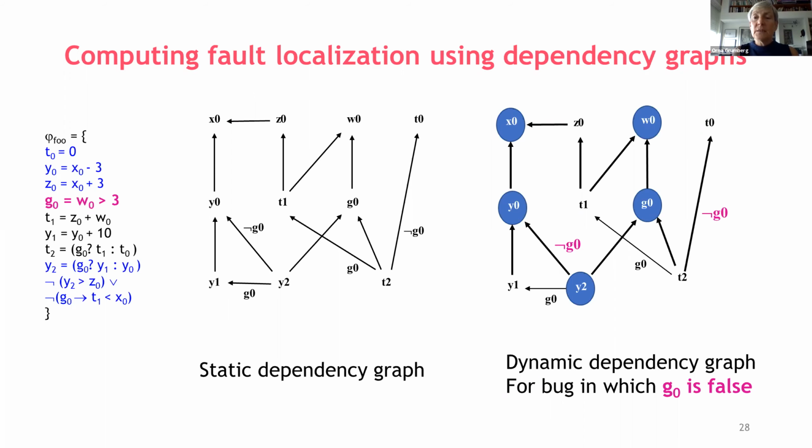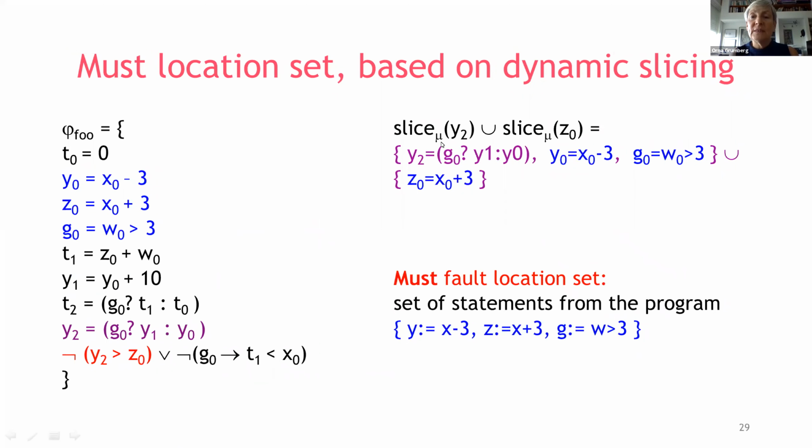And now from this, we can compute the slice for this assertion that was violated. We see that the assertion depends on Y2 and on Z0, and we compute the slice of Y2. We see that Y2 depends on these three constraints, and the slice of Z0 depends just on this constraint. And now we also translate it back to program statements.